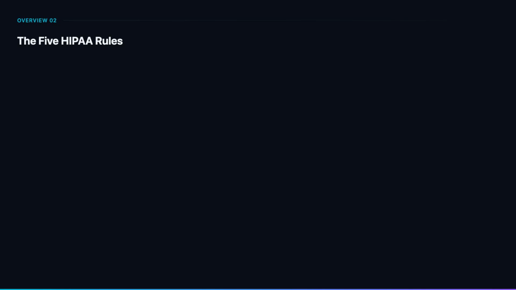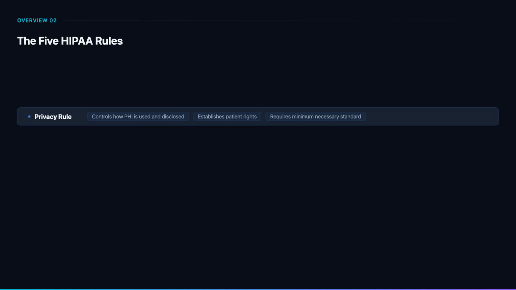HIPAA compliance is built on 5 interconnected rules. Each addresses a different aspect of patient data protection. The privacy rule controls how protected health information is used and disclosed. It establishes patient rights to access their records, request corrections, and receive an accounting of disclosures. It also requires organizations to apply the minimum necessary standard, using only the PHI needed for the specific purpose.